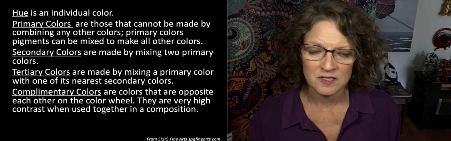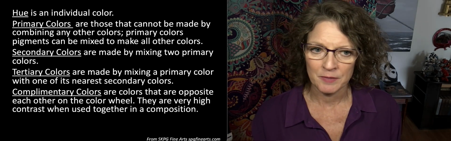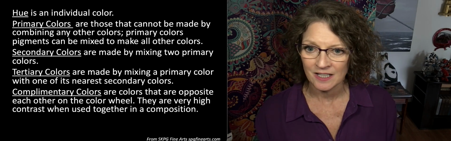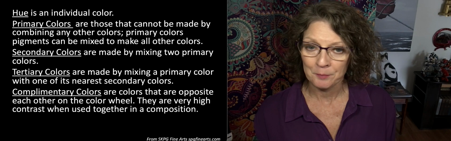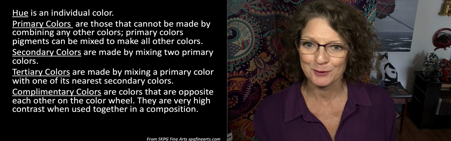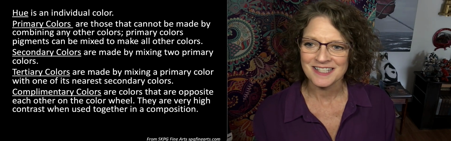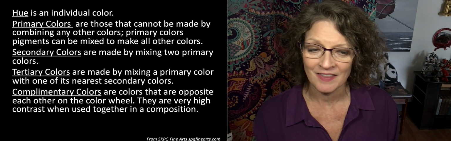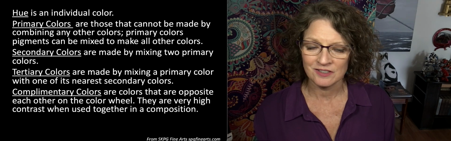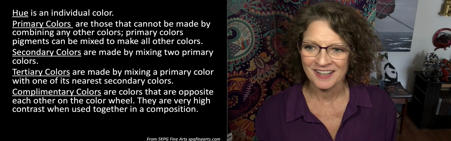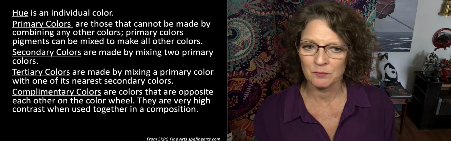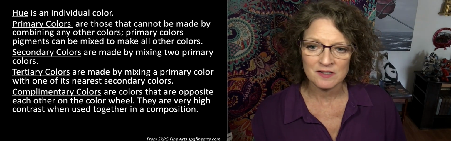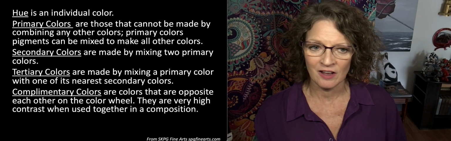Primary, I'm sure most of you know what that is. Primary are the colors that cannot be created by mixing. They just come the way they come, and those, of course, are red, yellow, and blue. I'm sure you already know that. Secondary colors happen when you mix two primaries, and that's how we get orange, violet, and green. And tertiaries happen when you mix a primary and a secondary. Complementary colors are colors that are opposite each other on the color wheel.